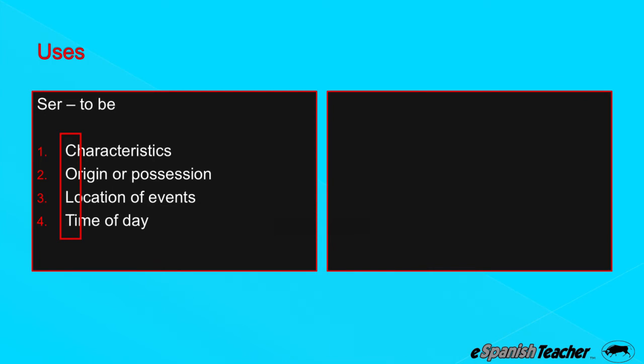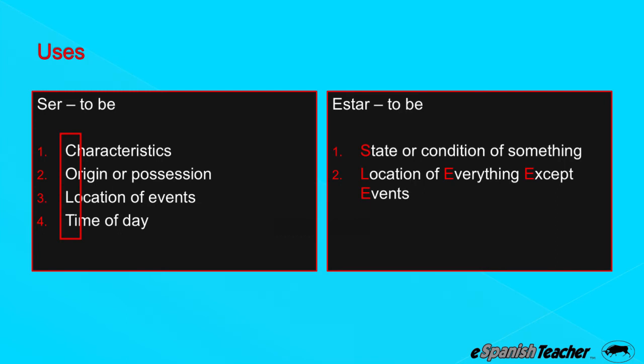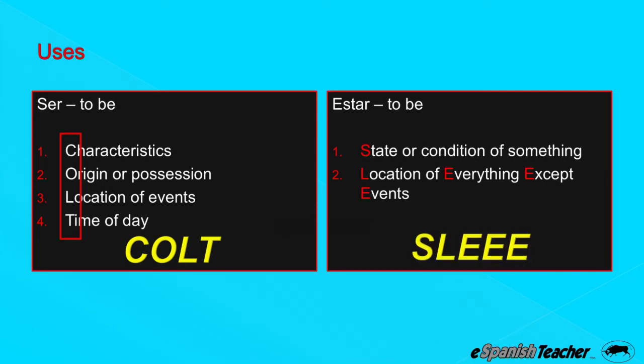Now let's look at estar. And don't worry, we will look at examples of each of these next. Okay. Estar has 2 principal uses. First of all, to explain or describe the state or condition of something. Second of all, to describe the location of everything except events. So with ser, we describe the location of events. With estar, we describe the location of everything else, just not events. And again, remember COLT on the ser side, and on estar, remember SLI.